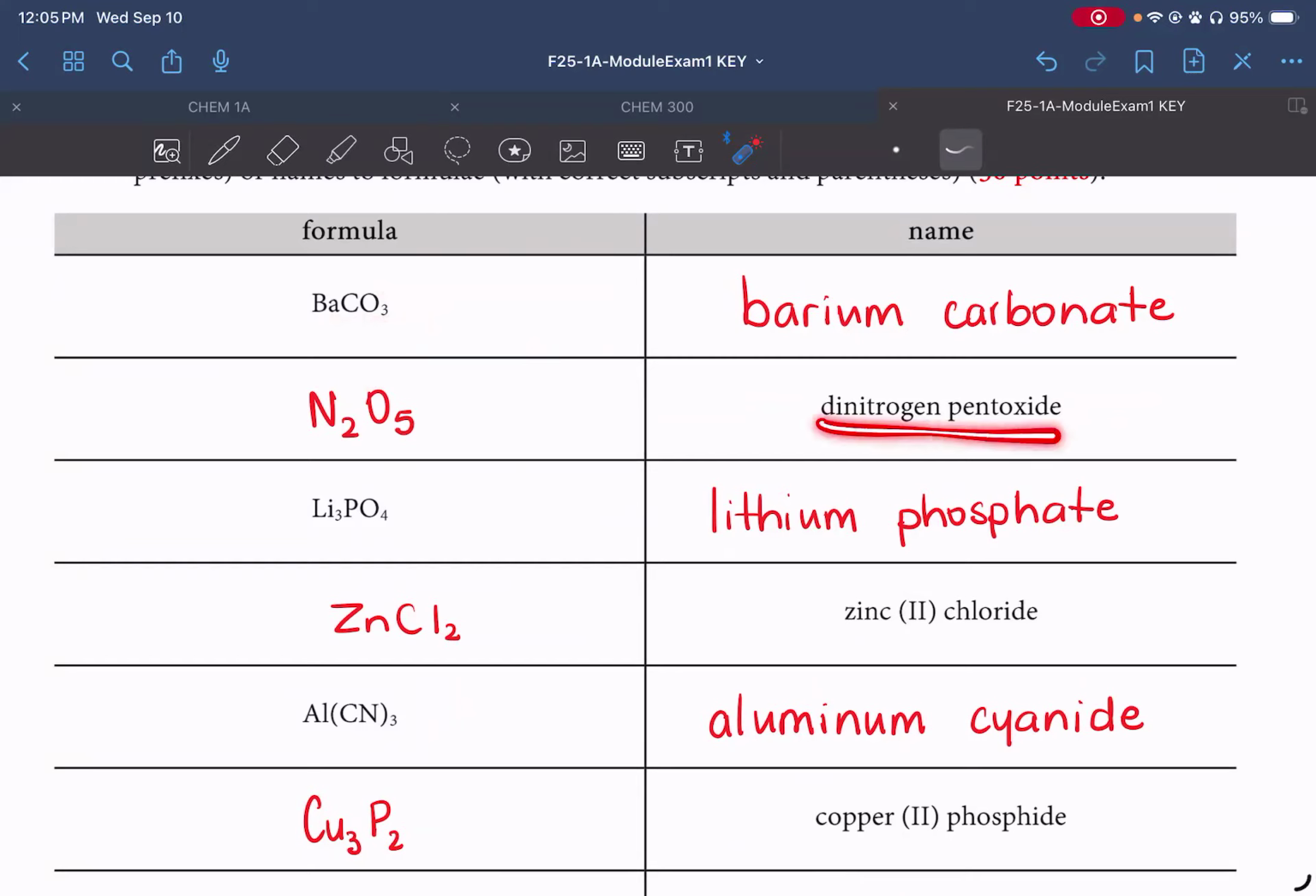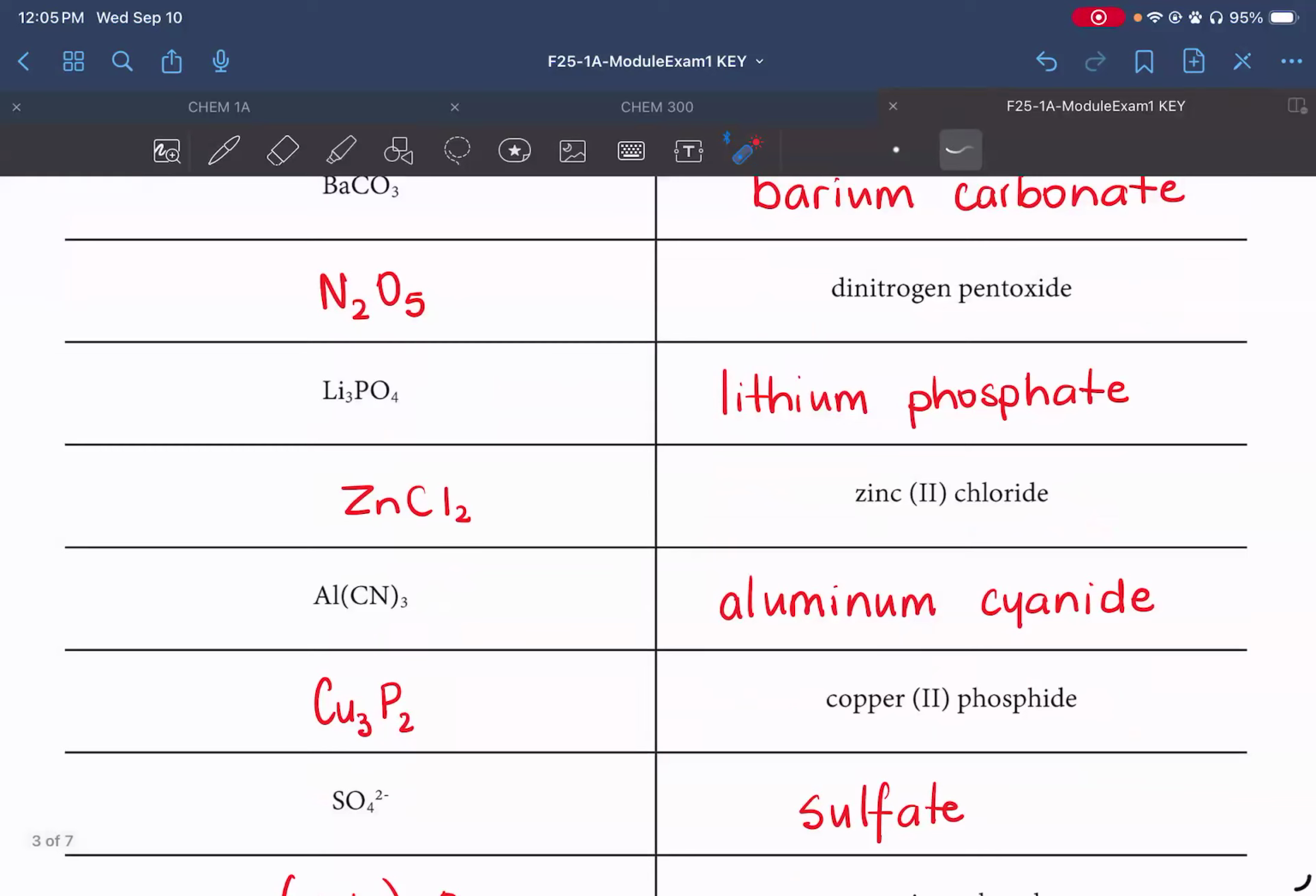In the case of the dinitrogen pentoxide, even though we had gone over in class that the Greek prefixes refer to the number of each atom, so dinitrogen is N2, pent is 5, some students had it mixed up. They had N5O2. Some other small issues here were not remembering or recognizing the Roman numerals as the charge. Some people for zinc chloride put Zn2Cl, which is of course incorrect.